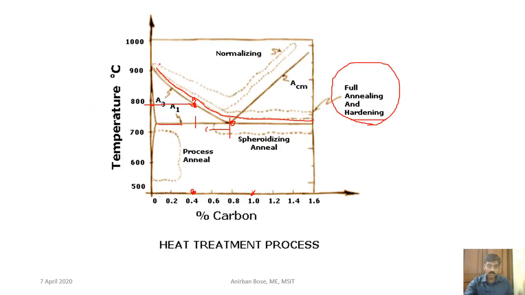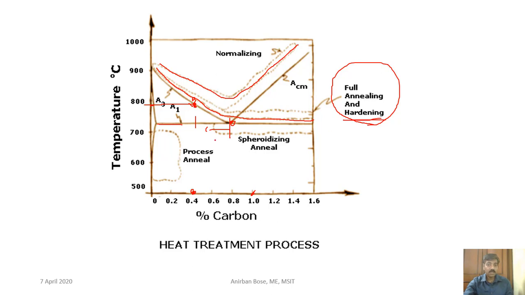So the graph is something like this. It is 55 degrees centigrade above this temperature. In both cases it is above the upper critical temperature, and then you have to cool in air for the normalizing process as usual. Now you have understood the full annealing process, normalizing process, and quenching process. The quenching guideline is the same as the full annealing guideline.